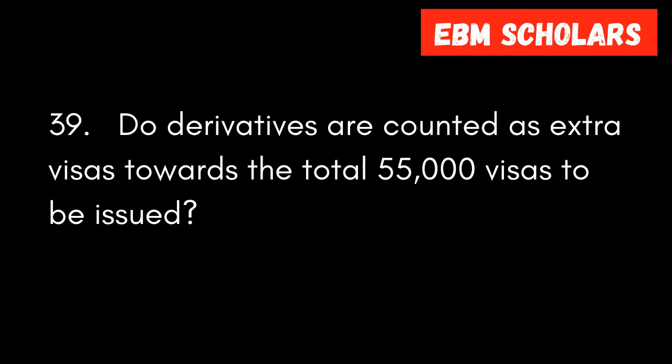So are derivatives counted as extra? No, they are not counted as extra. They are considered as one visa of the main applicant, principal applicant. That's why if the principal applicant dies, then all dependents are not coming to America. So you have to pray your principal applicant doesn't die.